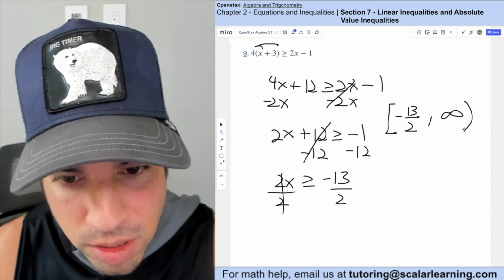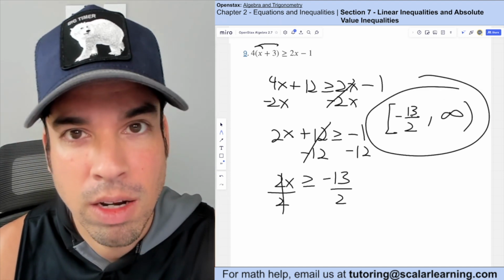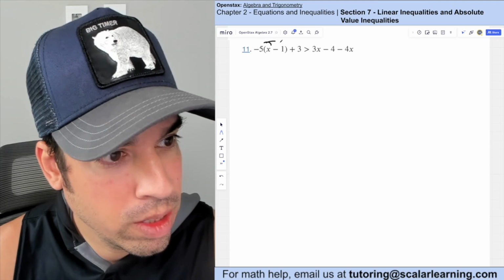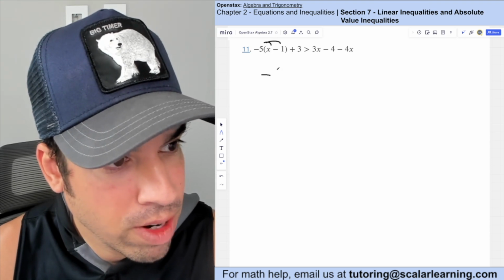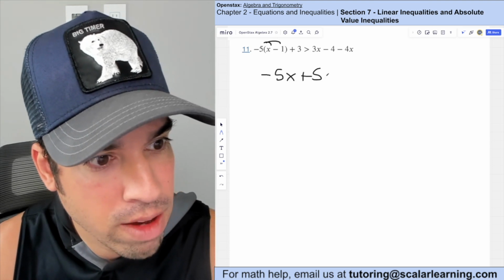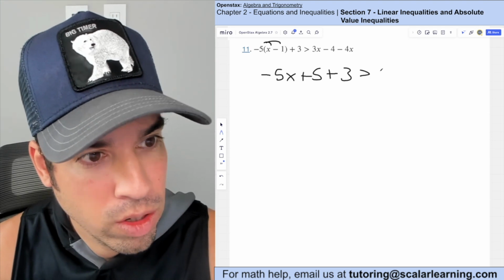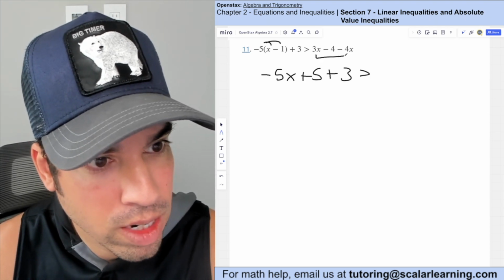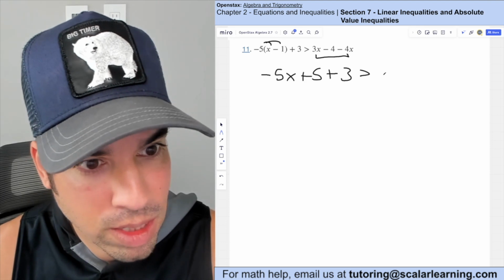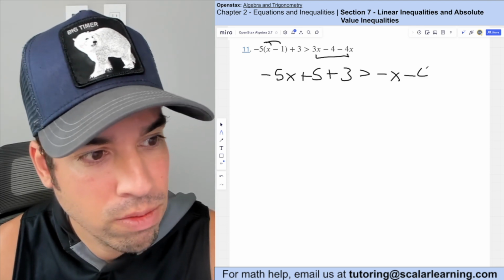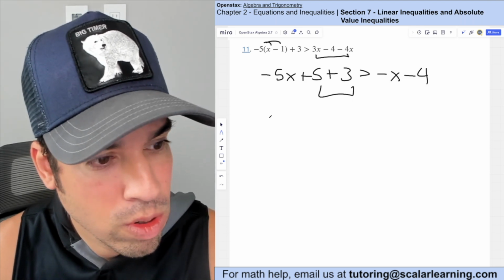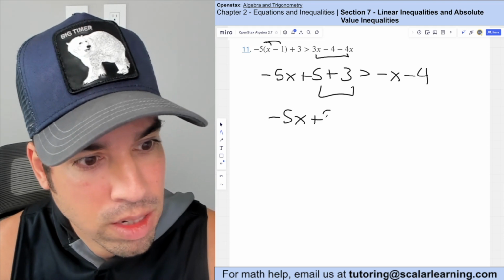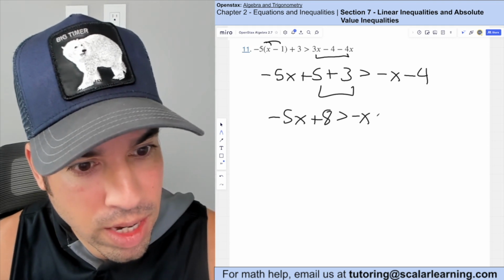Again, we always have a parentheses with infinity. Boom, done. We're going to start by distributing that -5, and we got -5x plus 5 plus 3 is greater than, and I'm going to go ahead and combine this right now too. 3x and -4x makes -x minus 4. We're going to combine these guys as well. -5x plus 8 is greater than -x minus 4.